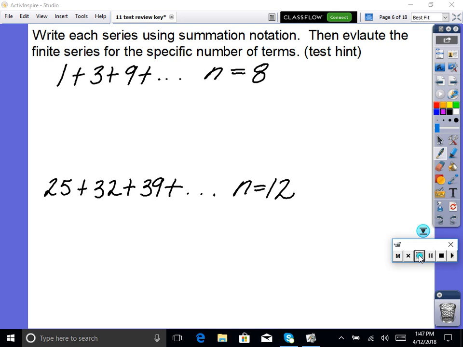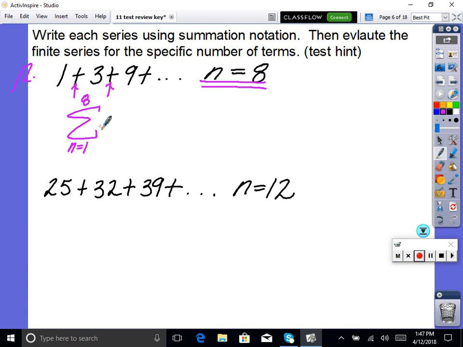This is number 12. Write each series using summation notation, then evaluate the finite series for the specific number of terms. That is worded very similar, if not exactly, to the test. Now we're noticing that because of the plus signs, we're now switching to sum. So this says find the sum, so we're writing it in summation notation, and we're told we're summing it up for 8 terms right here. So we know it's finite. So n equals 1 to 8. That's the number of terms we're summing up.